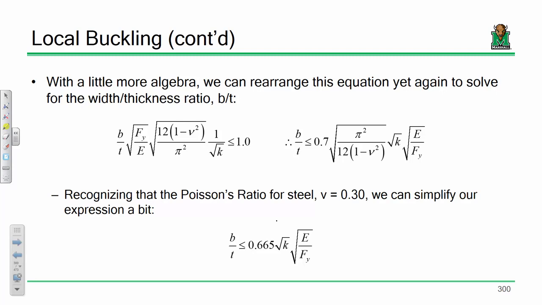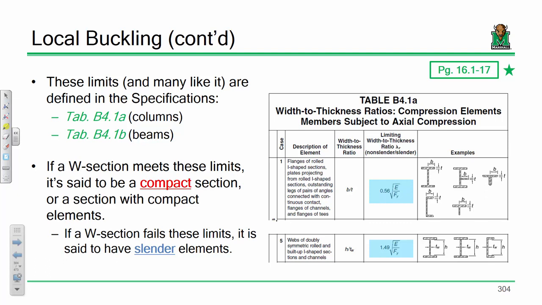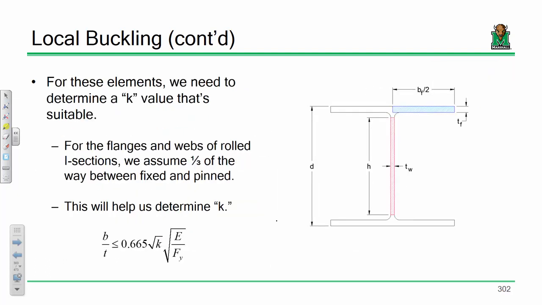Okay? This is actually pretty powerful, because what we're saying is that we can determine whether or not local buckling is going to occur, and the only thing we have to do is look at these B over T ratios. The only question we have to answer is what's going on with K. And the way that we answer that in the spec is we define 2 different types of elements. I want everybody to turn to this table here, this 16.1-17.